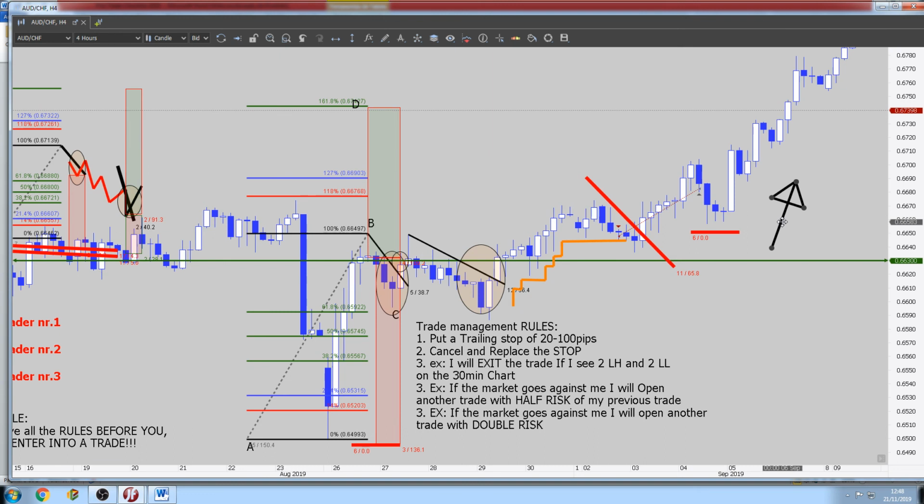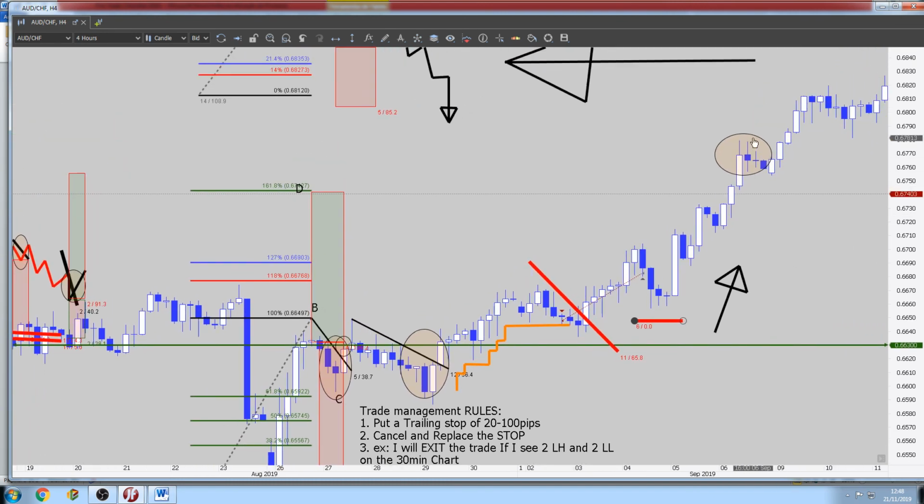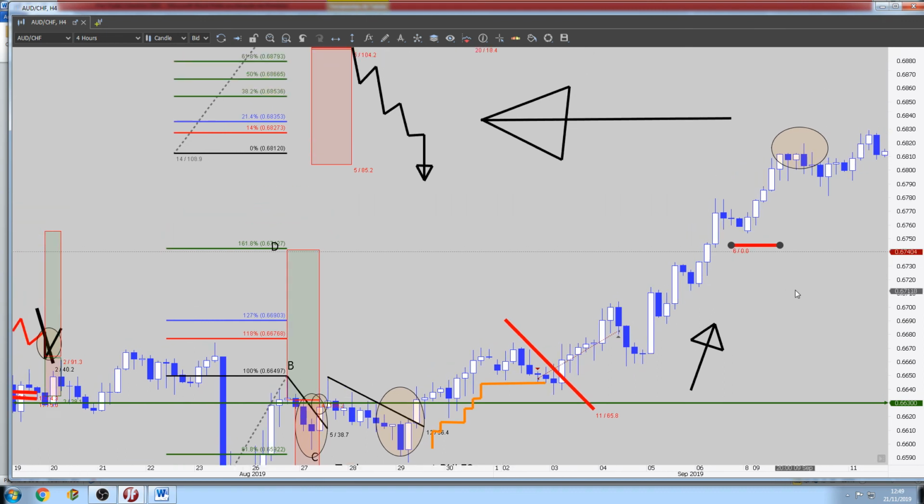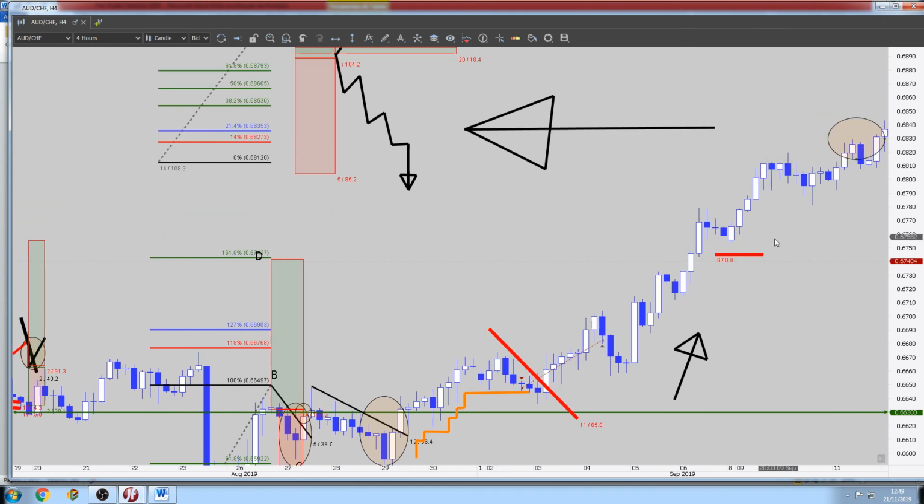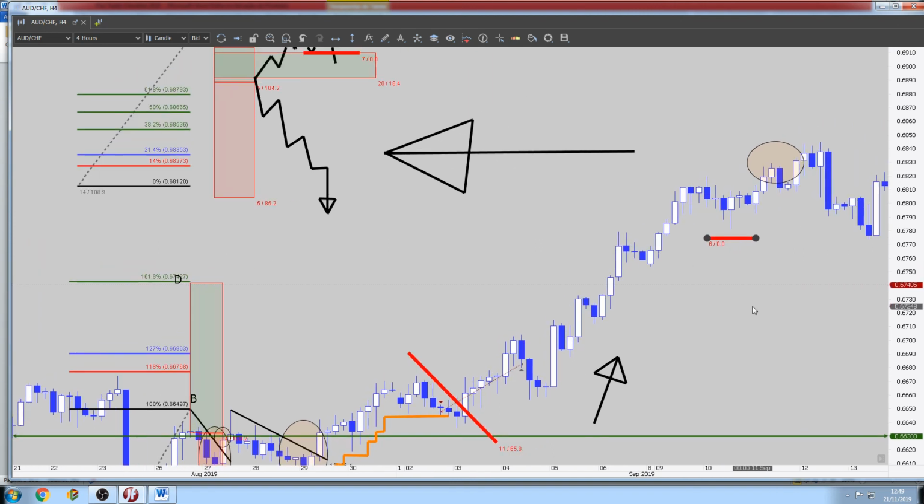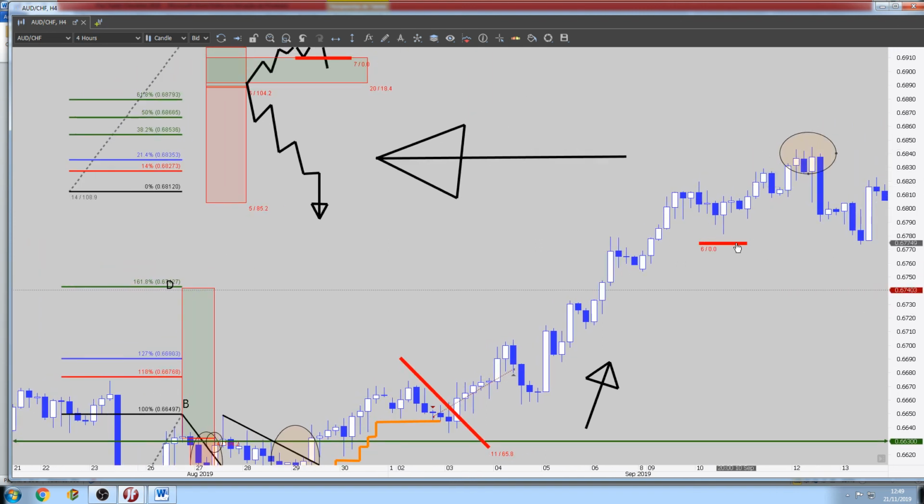Okay? This is cancel and replace, quickly. Every time the market makes a new high, you can cancel and replace the stop to the previous low. But it must be a low, so this is the new high and this is the previous low. This is the new high, this is the previous low. This is the new high, if you want, and this is the previous low. Okay?